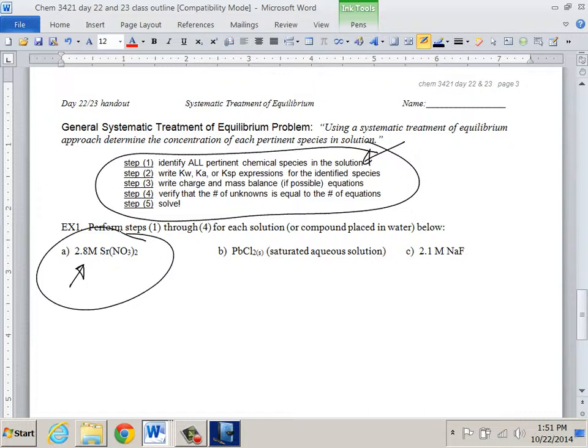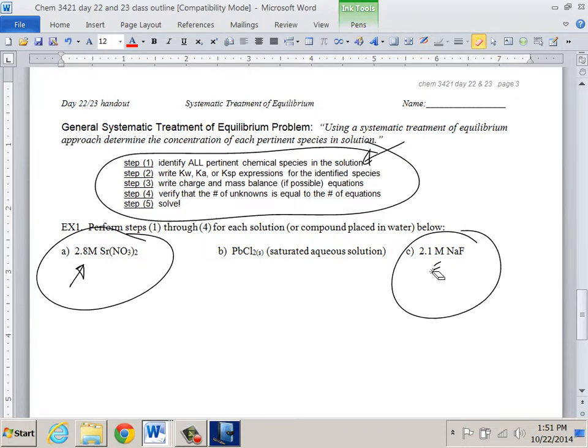Like number C right there, you have to introduce HF, right? Because it's not a weak acid. It's not a strong acid. Yeah. Now in C, the way that we do this, so we avoid introducing things we don't need to, is what we did in class. Was NaF a possibility?